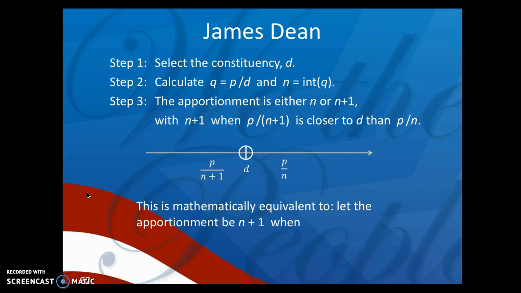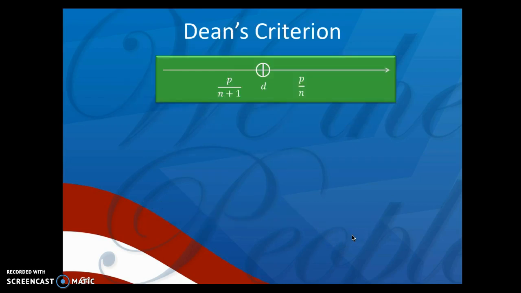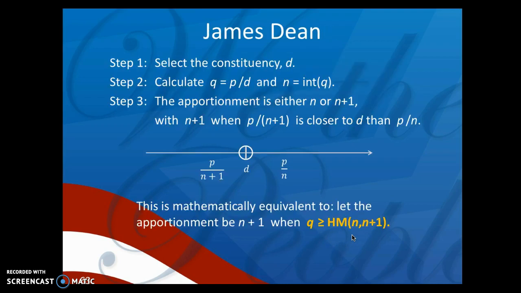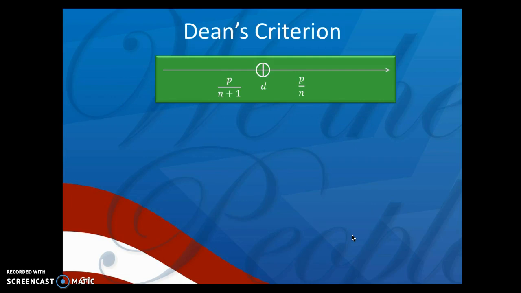And a kind of strange thing happened. And James Dean, a math professor, as far as we know, did not know this. His method is mathematically equivalent to: you round up if that quotient is greater than the harmonic mean, that third and strange way of averaging we talked about before. So I want to talk about how this strange approach equals the harmonic mean.